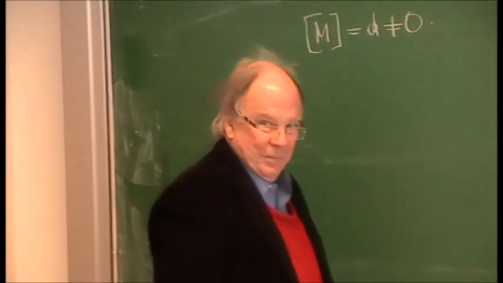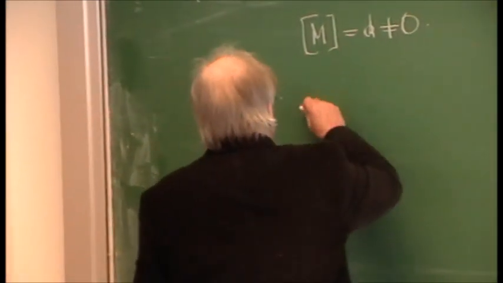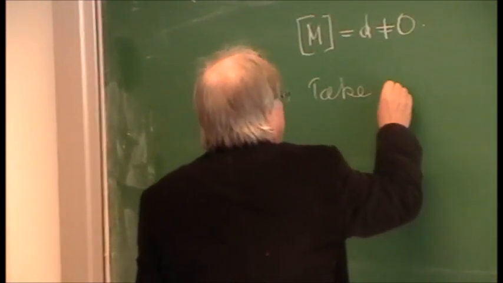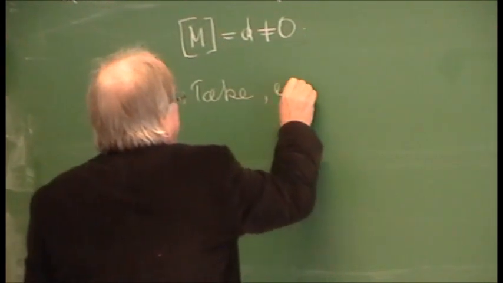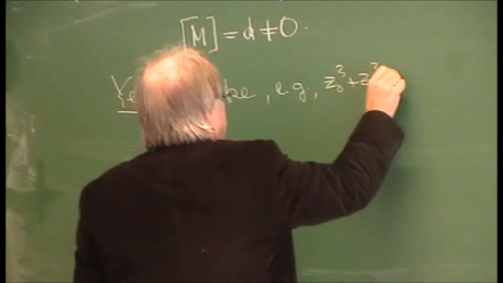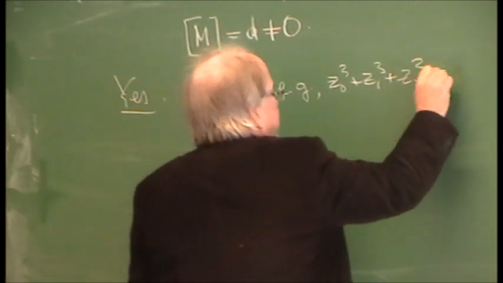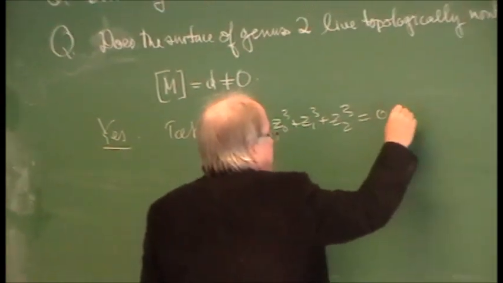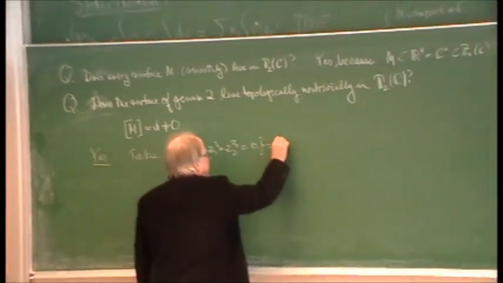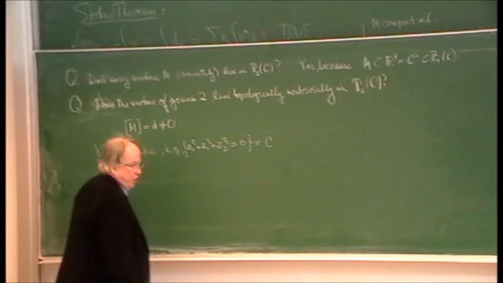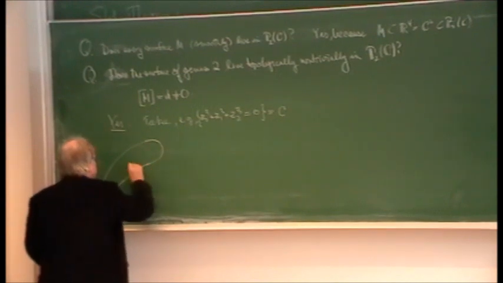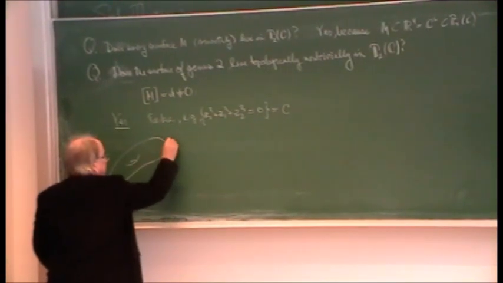And here's how you do it. You take a complex curve, say the Fermat curve, let's call this curve C. As we all know, this has genus 1. This is the curve C.